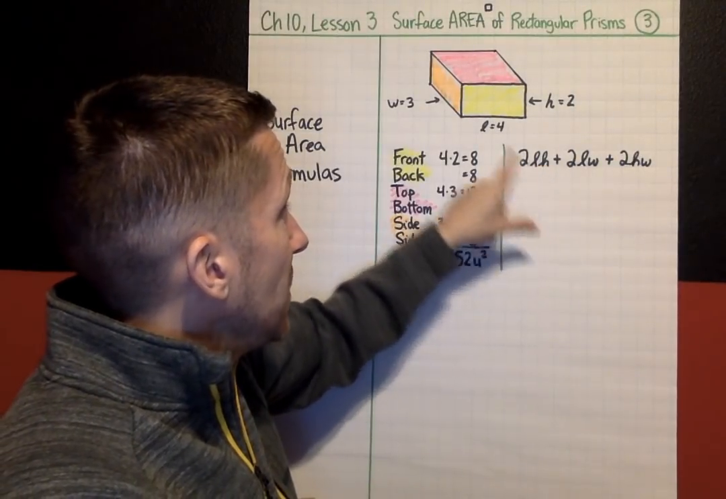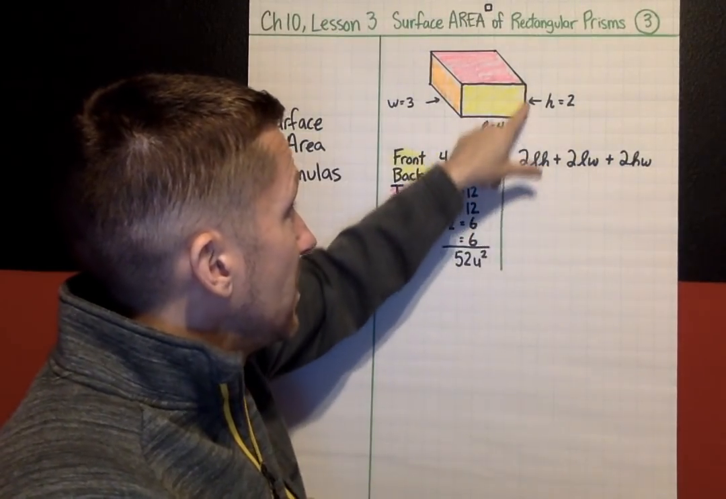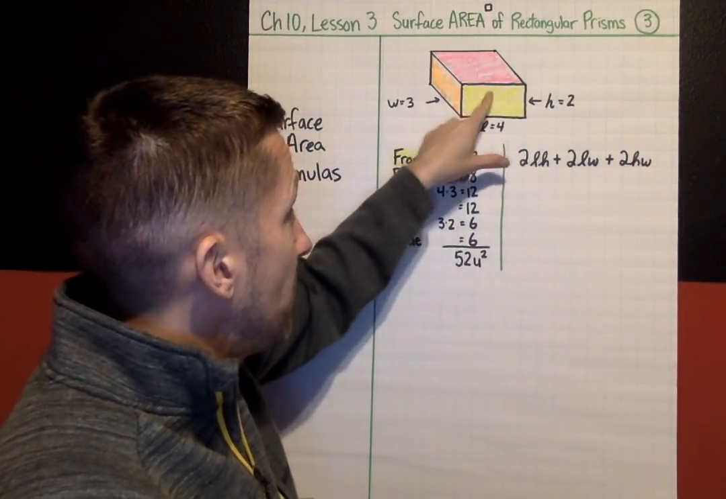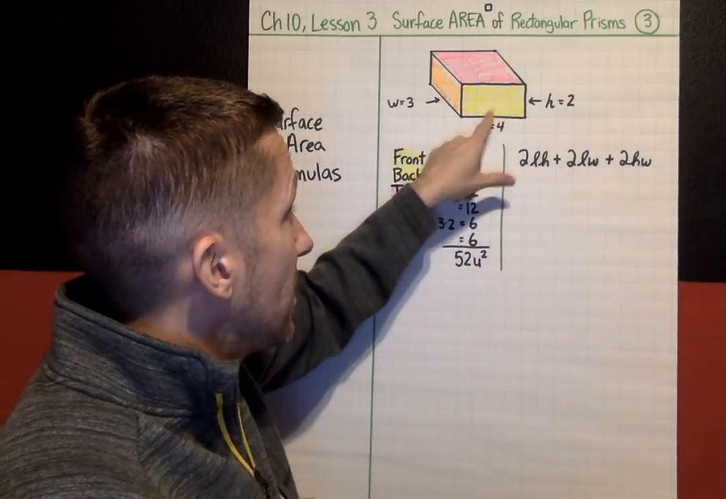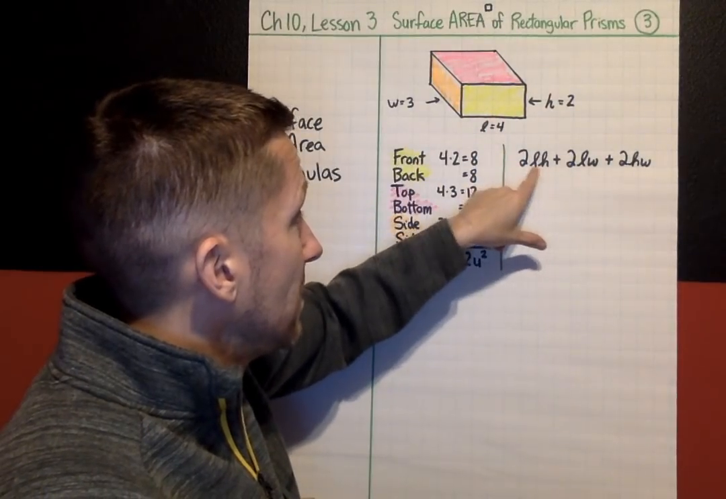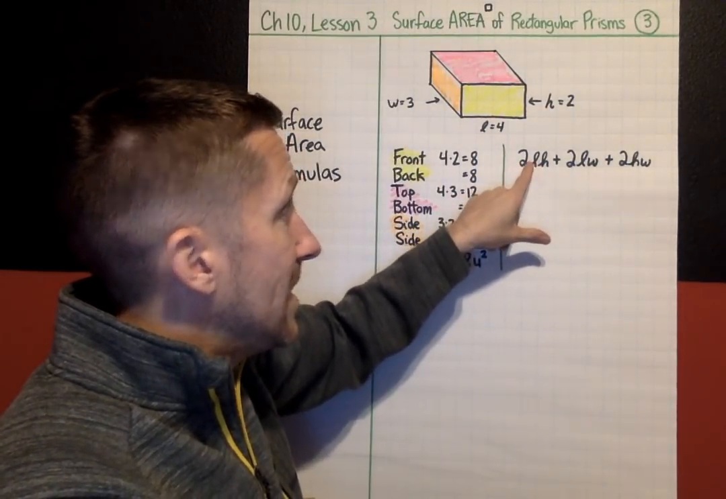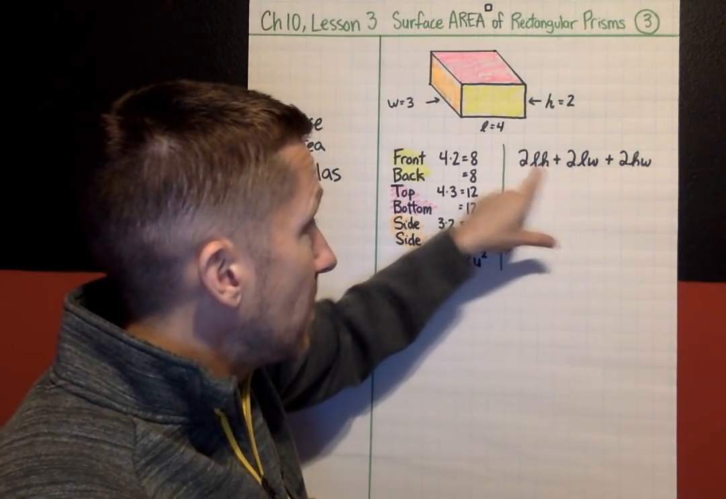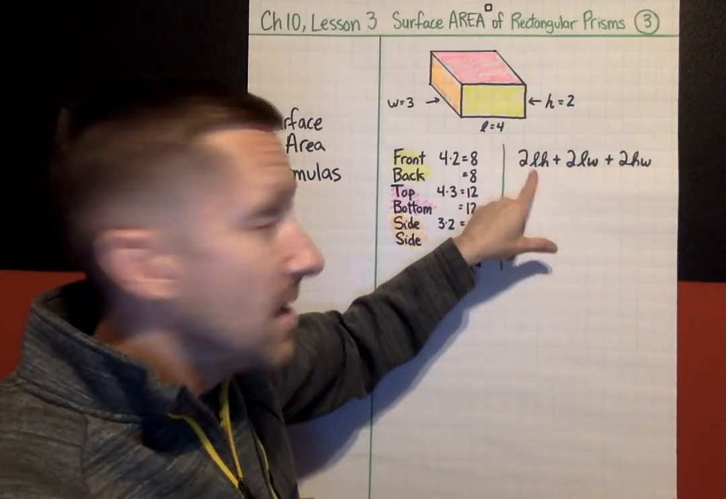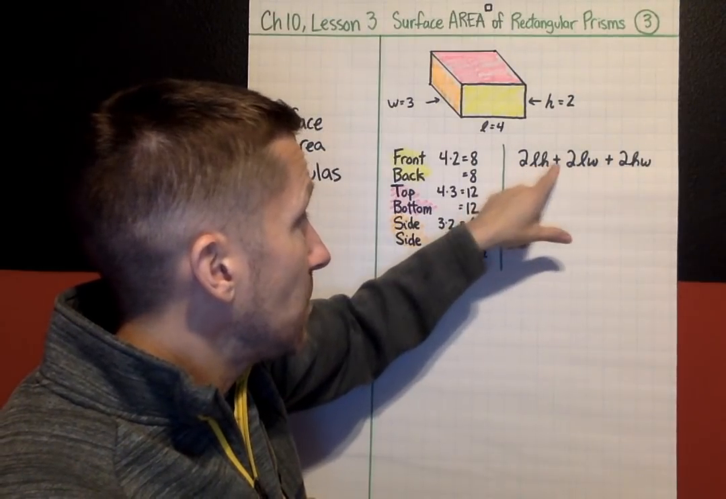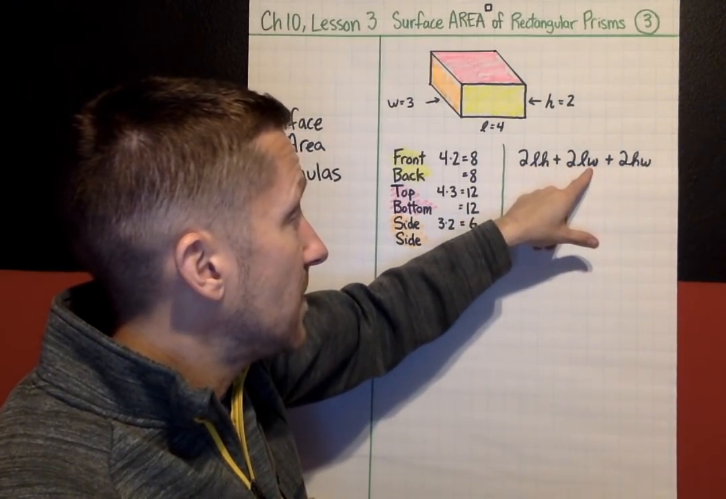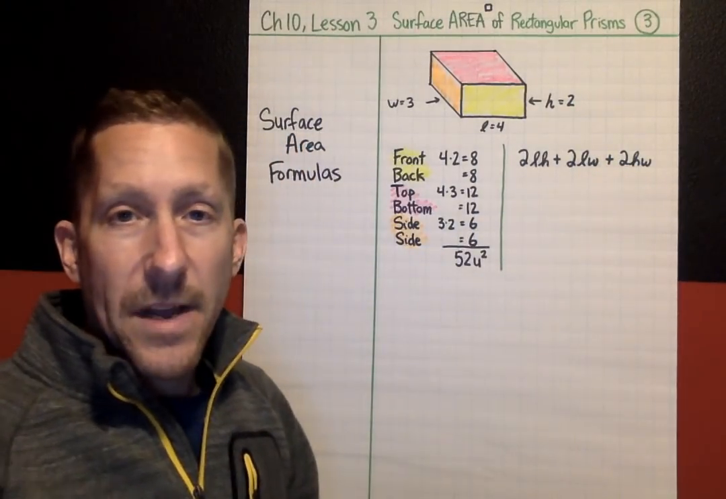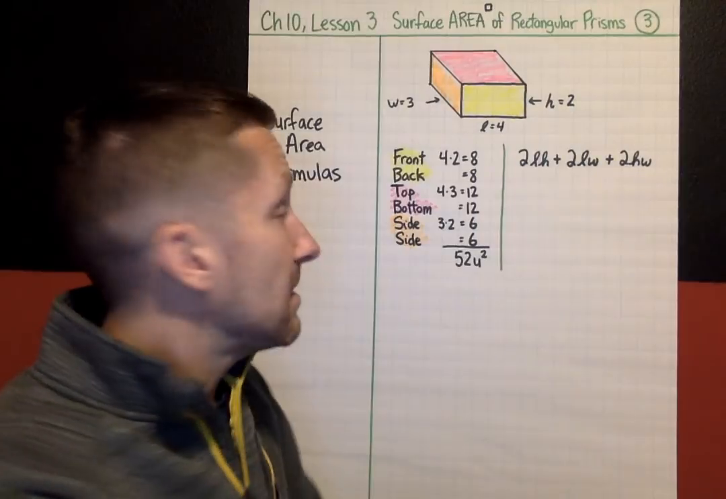L times H, here's the L, here's the H. So L times H is this face of the prism. It's the front, it's yellow. 4 times 2 is 8. That's the L times H. Times 2, remember that these are all being multiplied, variables and letters with nothing in between them. This is 2 times L times H plus 2 times L times W plus 2 times H times W. All the multiplying comes first, adding is last.